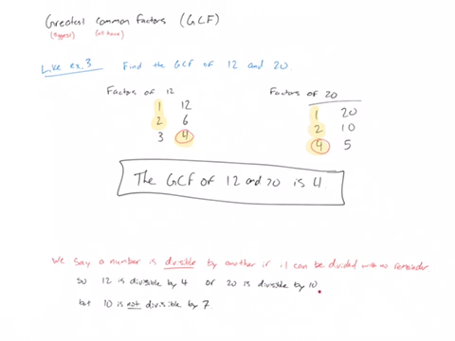Same idea here. 20 is divisible by 10, because if I took 20 divided by 10, I'd get no remainder. Or you could think of it as the smaller number being a factor of the larger. But I could say 10 is not divisible by 7, so 7 is not a divisor of 10.